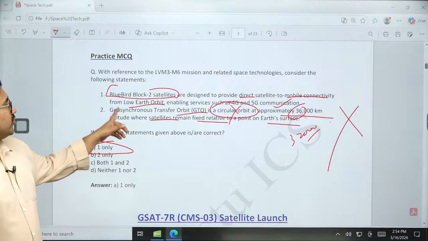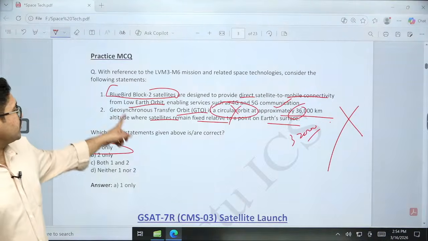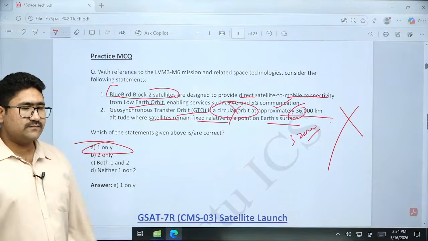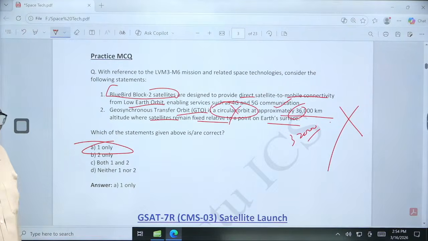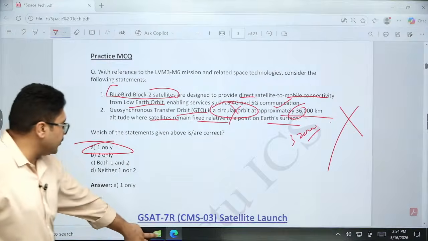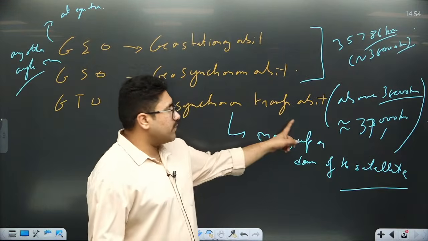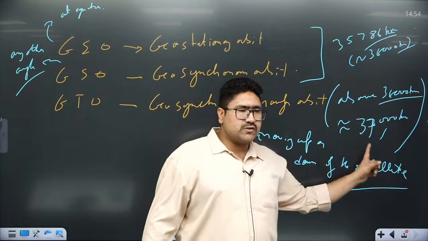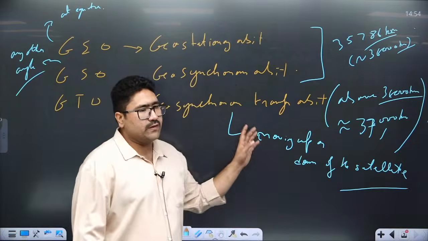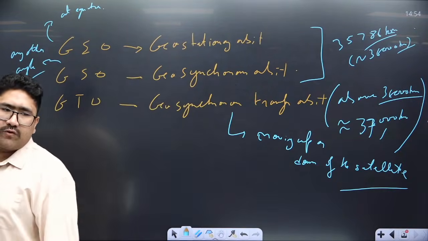Very good. Geosynchronous is 36. What I am saying is geosynchronous transfer orbit. It is a transfer orbit. That is why it is at 37,000 kilometers. That is what I have told you here, no? So geosynchronous transfer orbit is approximately at 37,000 kilometers, which is responsible for only transferring the satellite from one point to the other.